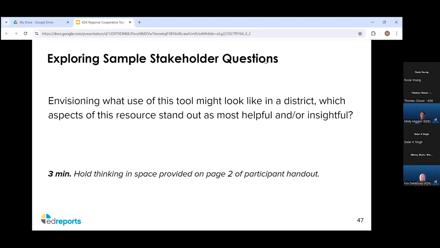So we'll pause now and give you some time, about 3 minutes, to individually explore this tool. As you explore it, envision what use of this tool might actually look like in a district, and then which aspects of this resource stand out as potentially most helpful or most insightful. So just remember there's space on page 2 of your participant handout to capture your thinking. And I see the link is now in the chat, so we'll come back together after about 3 minutes of exploration time.